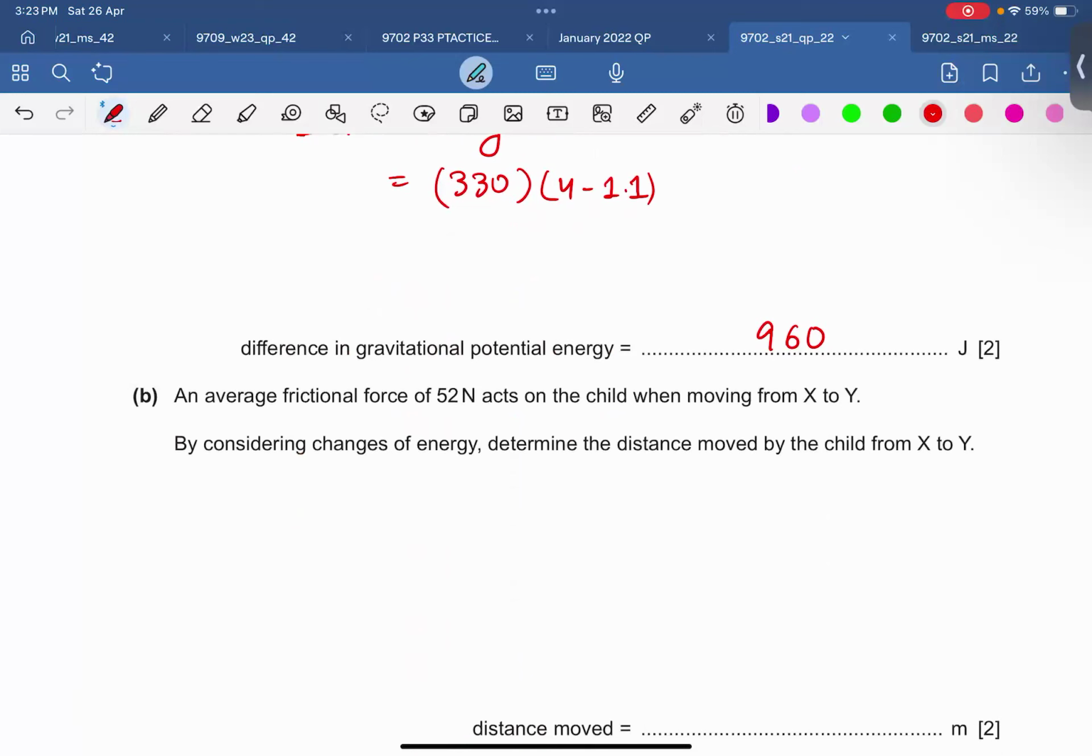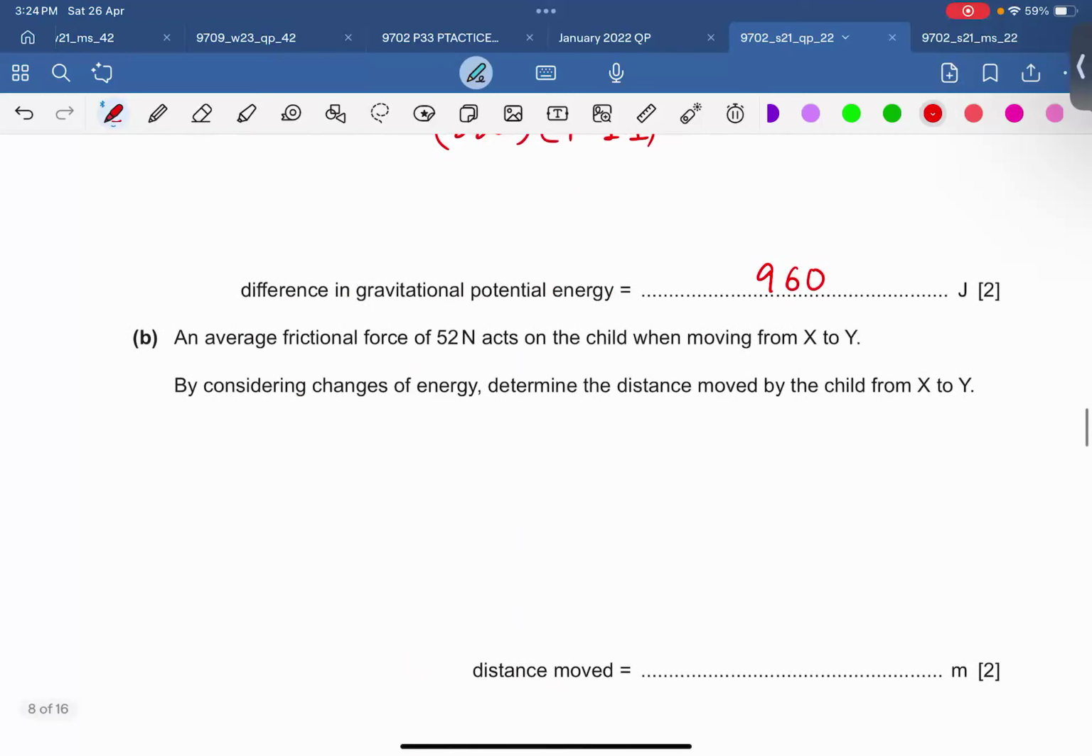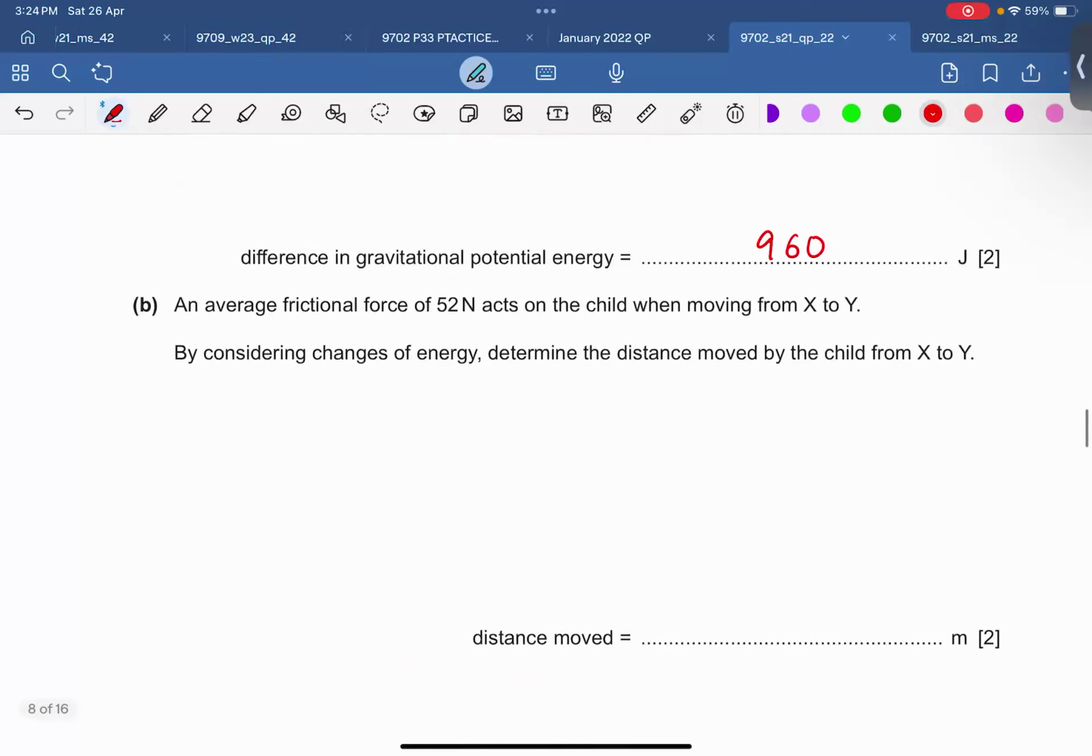An average frictional force of 52 newtons acts on the child when moving from x to y. By considering changes of energy, determine the distance moved by the child from x to y. So you subtract the energies, and you do force times displacement. Basically you are doing the law of conservation of energy.